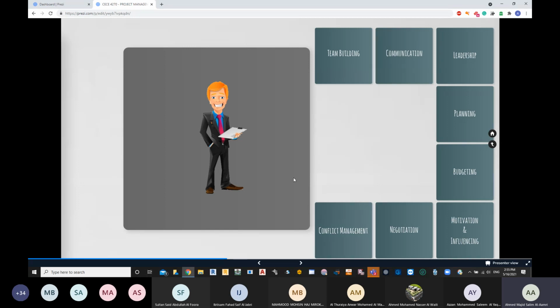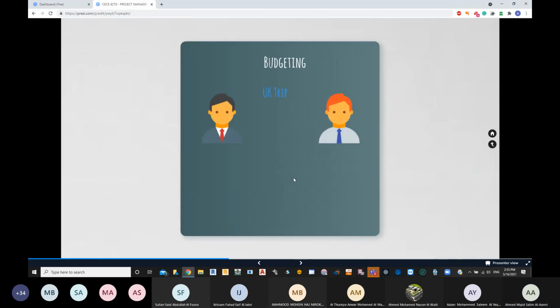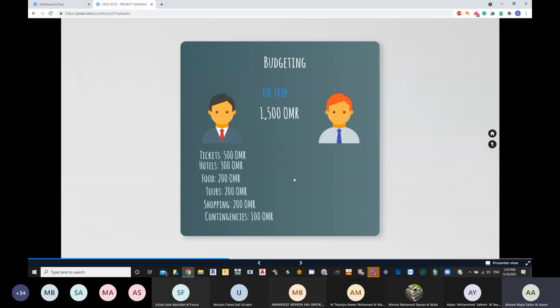Budgeting means money planning. So if we go and see budgeting here, we have a UK trip, and two persons are planning to go to the UK. Once again, budgeting is planning for money. They estimated that it is going to cost around 1500. The first person said 500 for the tickets, 300 for the hotels, 200 for food, 200 for the tours, 200 for the shopping. And then I have kept 100 Omani Riyal for contingencies, meaning for emergency scenarios.